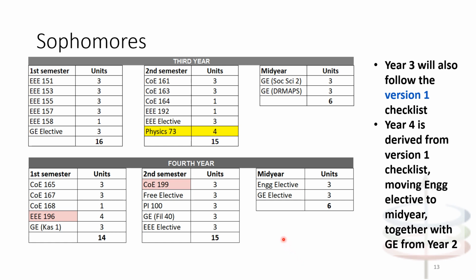Third year and fourth year would be version 1, except that we apply the 16 units cap, which means that we move some subjects to the mid-year.